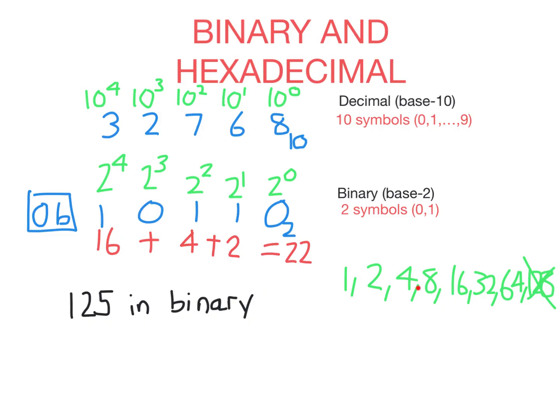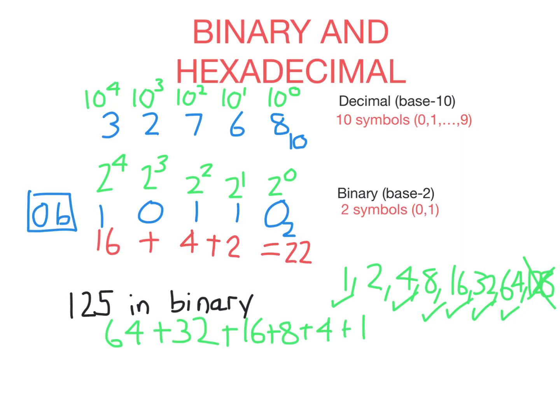So I need to find a combination of these that I can add up to get to 125. I'll start with the highest power of 2 less than 125, 64. So I need 61 left. I'm going to start with the highest power of 2 less than 61. If I add 32, I've got 96. 29 to go. The next highest power of 2 below 29 is 16. So now I'm at 112. There's 13 to go. 8 plus 4 plus 1. So I've written 125 as the sum of powers of 2.